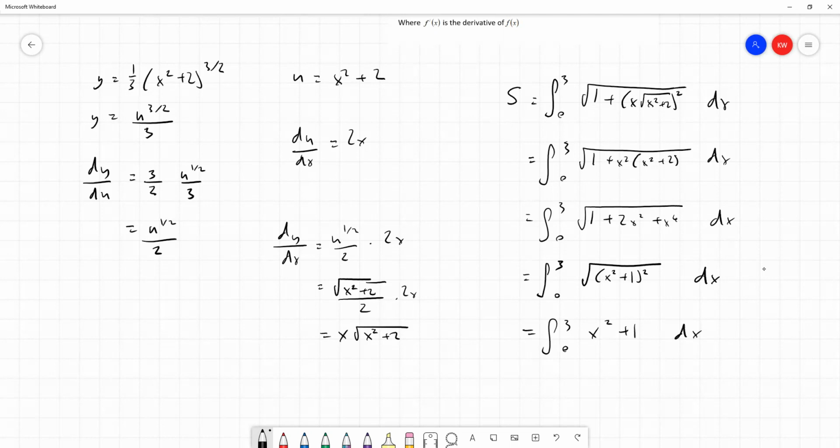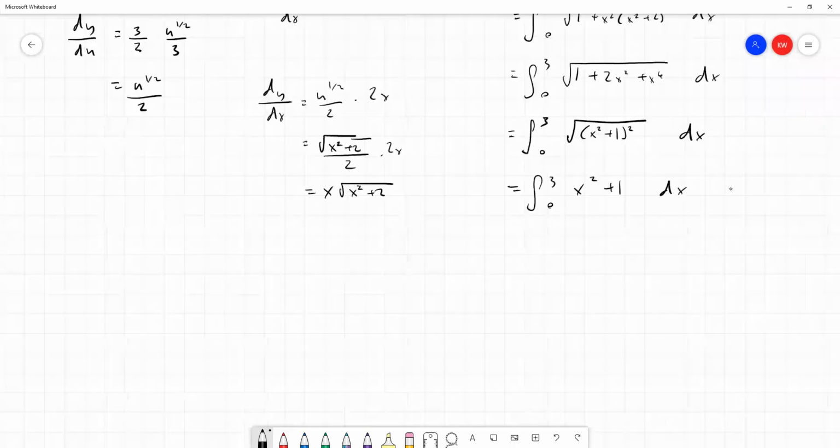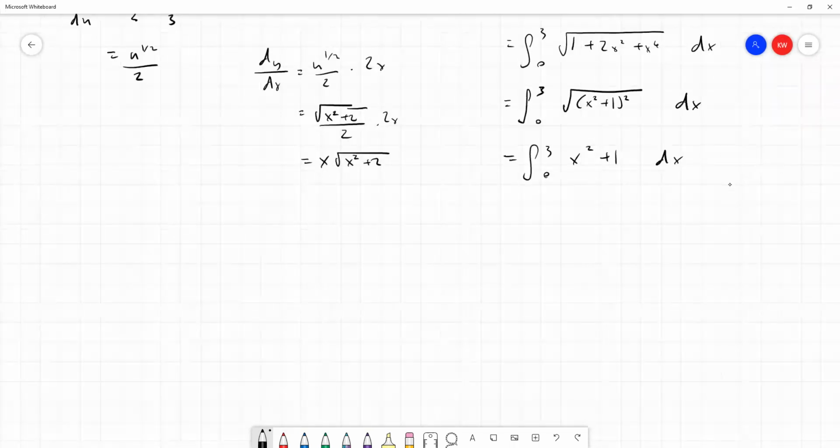And that's the trick in this question, to spot that, because everything else we follow the procedure, we know how to do chain rule and use our formula for the length of the curve. We have to spot this factorization of the polynomial into a squared term that can then be removed by taking the square root.